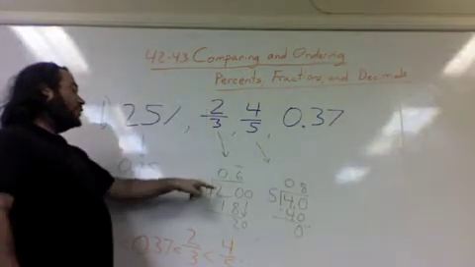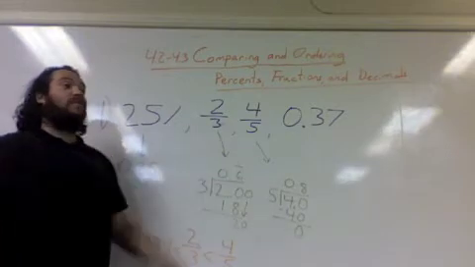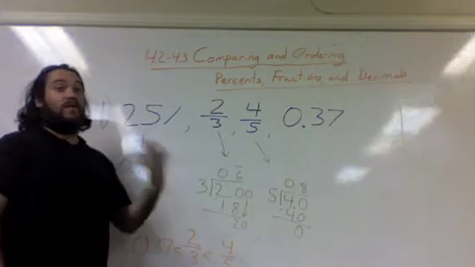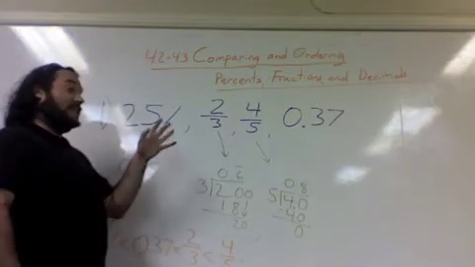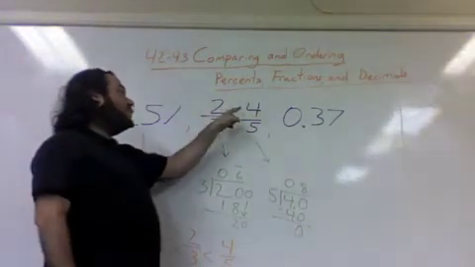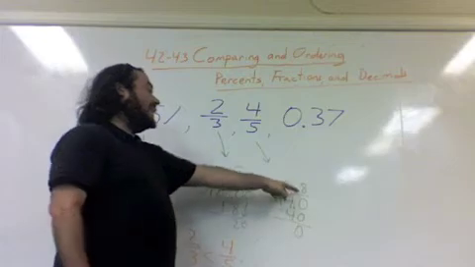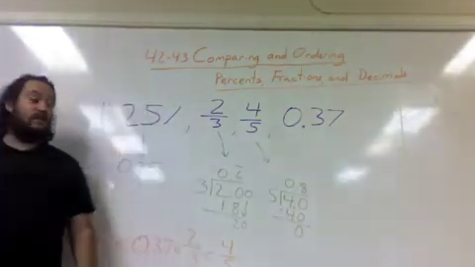2/3, I did 2 divided by 3, and I got 0.666. The 6's would have kept going. Remember, that little symbol over the 6 means the 6's would have gone on forever. It means 6 repeated. So 0.66666. And then 4/5, I did the same thing. 4 divided by 5, and I got 8/10. And 37 hundredths is already a decimal, so I didn't have to do anything.